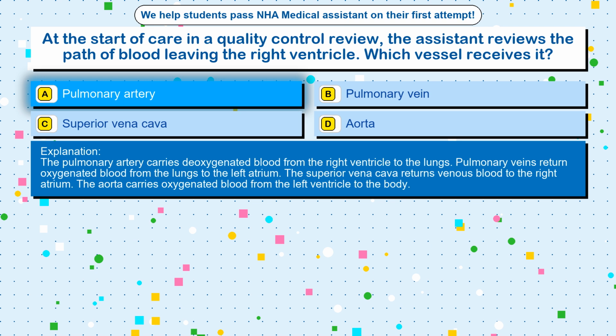The pulmonary artery carries deoxygenated blood from the right ventricle to the lungs. Pulmonary veins return oxygenated blood from the lungs to the left atrium. The superior vena cava returns venous blood to the right atrium. The aorta carries oxygenated blood from the left ventricle to the body.